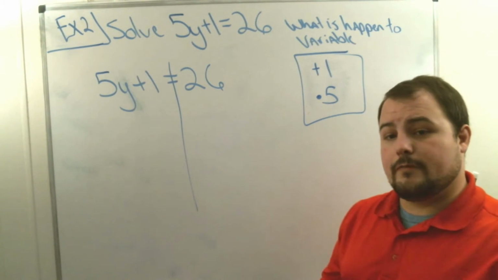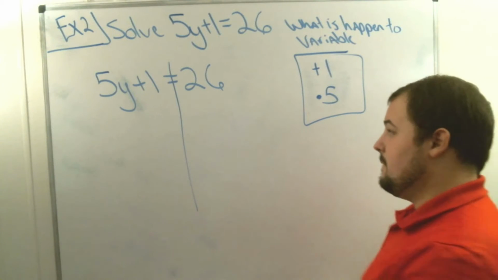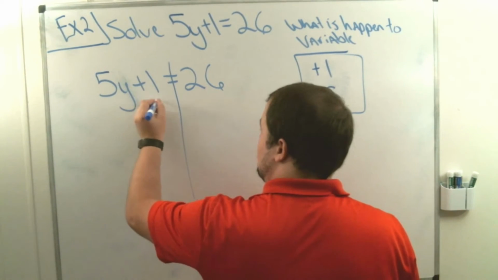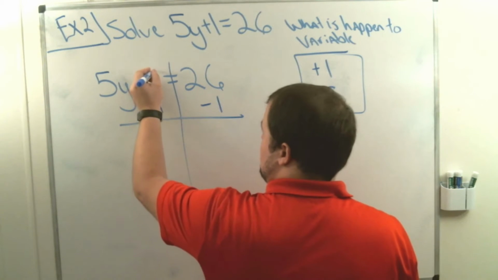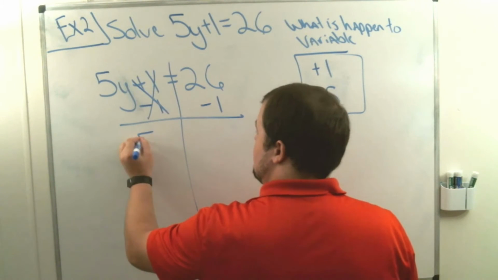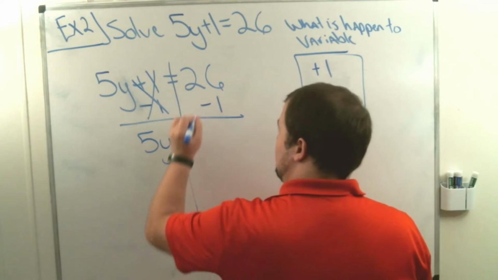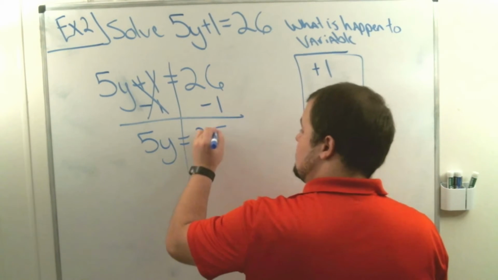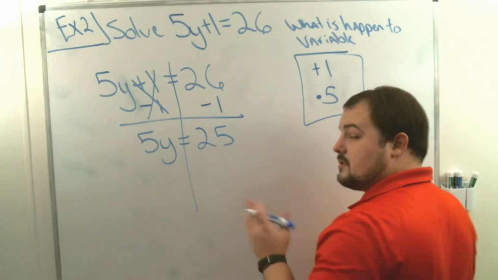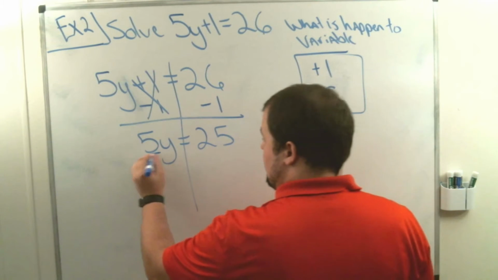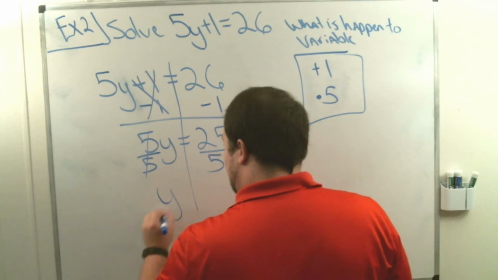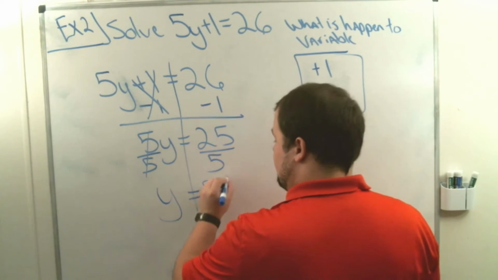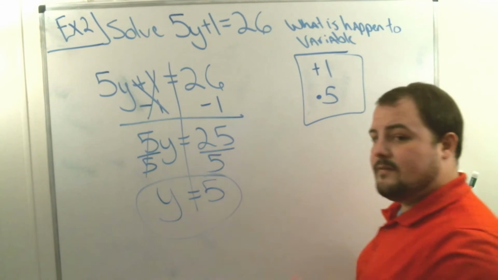So what we're going to do first is get rid of the plus 1. The opposite of adding 1 is subtracting 1. If you subtract 1 from one side, you have to do it to the other. 1 minus 1 cancels out, and we have 5y equals 26 minus 1, which is 25. Now, to solve for our variable y, we're going to divide by 5, and we get y is equal to 5. 25 divided by 5 is 5.